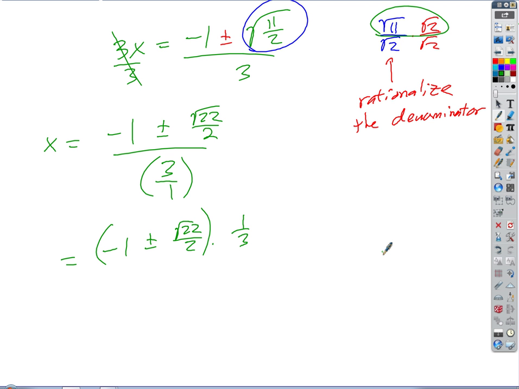Last step. Maybe that's okay. If we want to go one step further, we probably should. Yeah, distribute it. If I distribute the 1/3, what do I get? Plus or minus the square root of 22 over 6, because I just multiply fractions straight across, right? Everybody see that? Any questions?